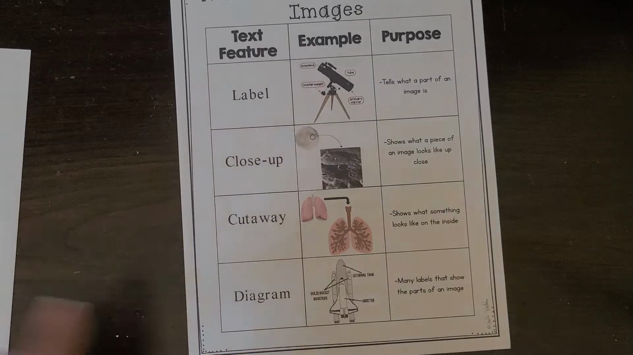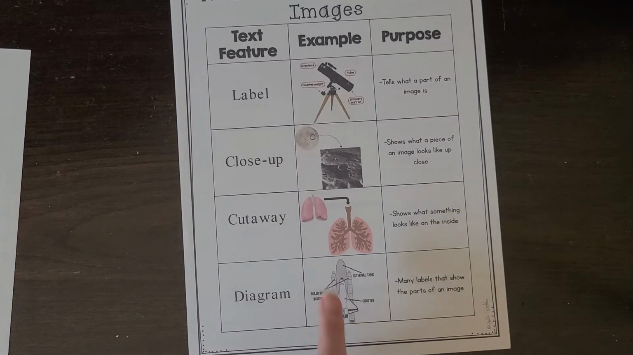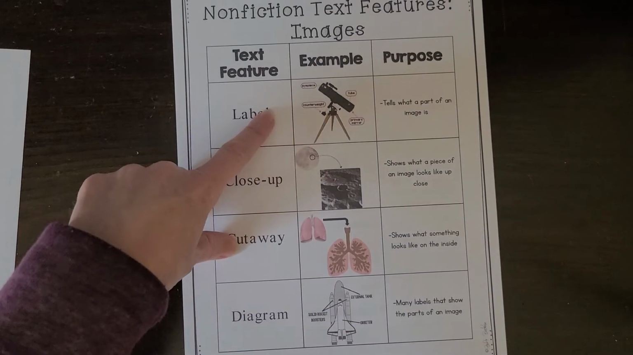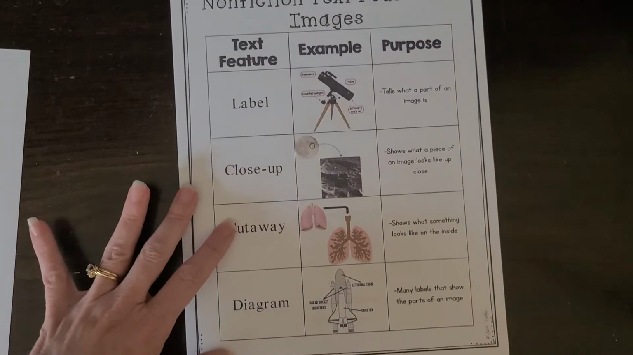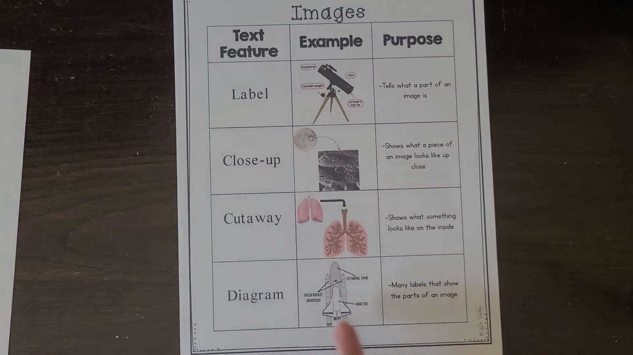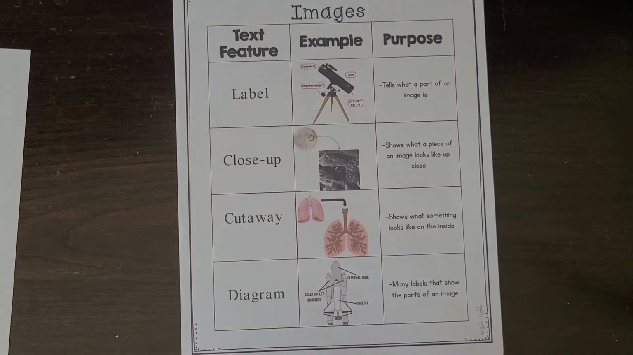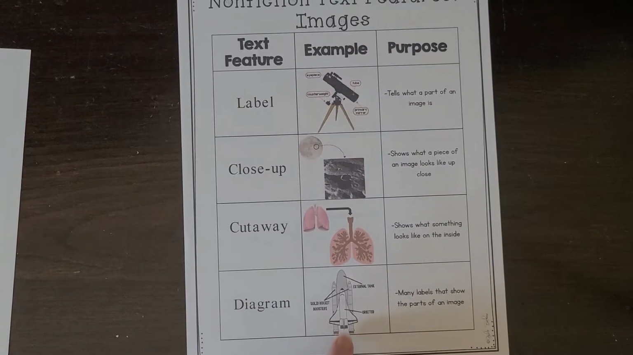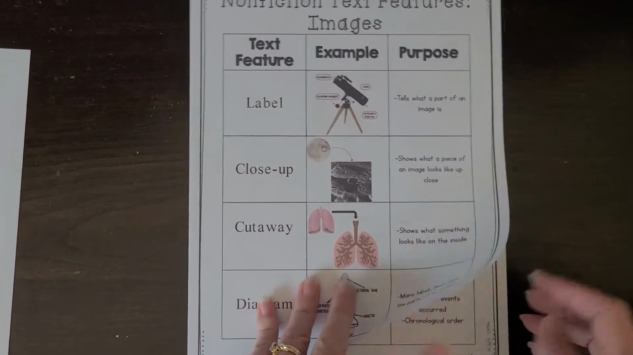A diagram is where they take the picture and then they label the picture. So these are labels and these are diagrams. They use labels inside a diagram. So in this, the purpose of the diagram is that the labels show the parts of an image. So it's the bigger picture and then the labels. So this shows us what a label is. This shows us how they use the labels in a diagram.